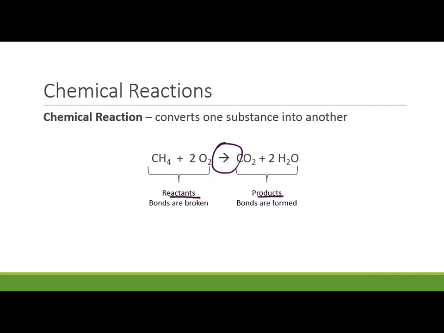It's also important to note that whenever you perform a chemical reaction, you are going to break some bonds in the reactants, and then you're going to form some bonds in the products, right? It's kind of like the old saying, you can't make an omelet without breaking some eggs. Well, you cannot have a chemical reaction occur without breaking some bonds and then forming some new ones. That's the essence of what a chemical reaction is: breaking those chemical bonds and forming something new.